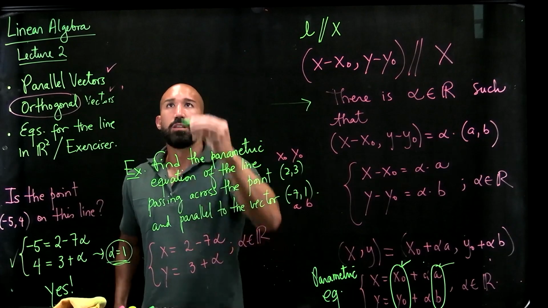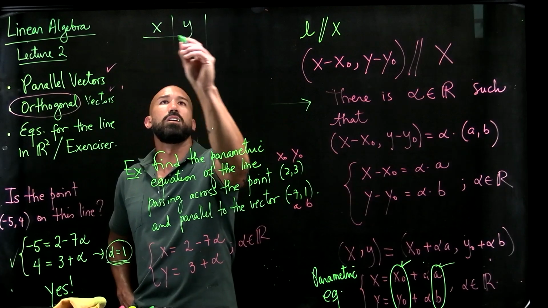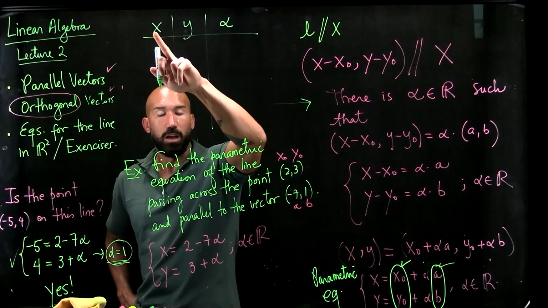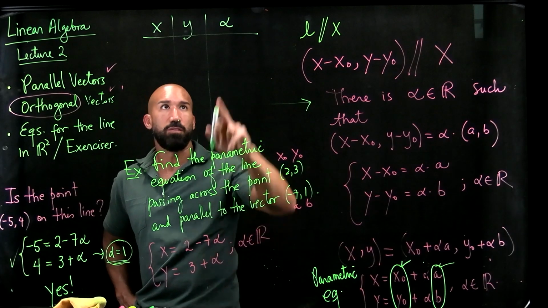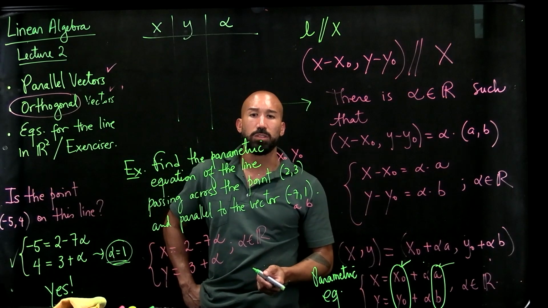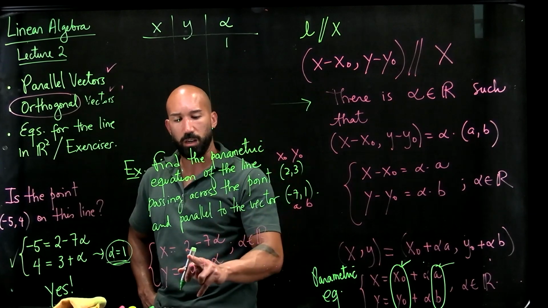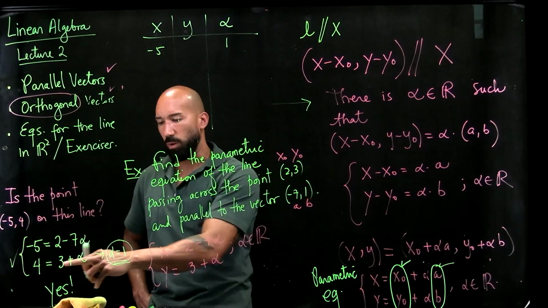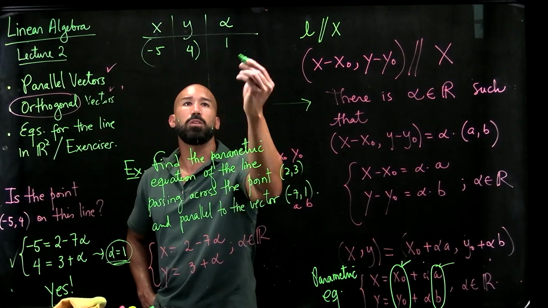Okay, I need 5 points, and I know that x and y depend on the parameter alpha. So what I'm going to do is assign values to alpha. Alpha equal 1, what am I going to get? 2 minus 7, minus 5, the one that we got here, and 3 plus 1, 4. And I have my first point.